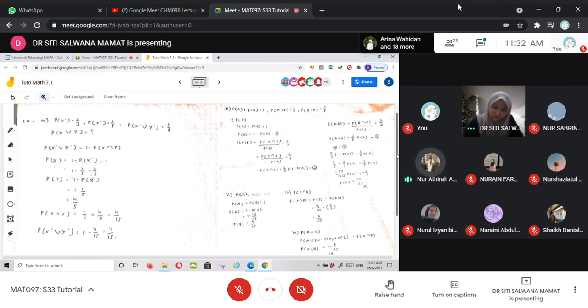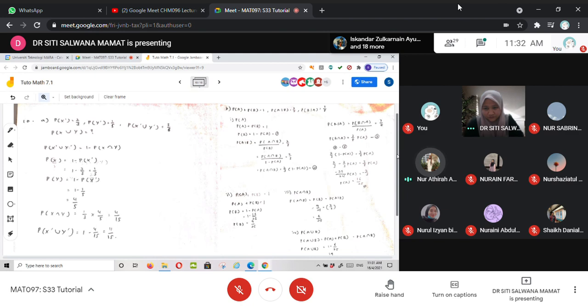So PB dapat 9/25. Untuk B3, PA intersect B. So saya buat PA intersect B equals to PB times PA condition B tu. Lepas tu PB dah dapat dah 9/25, and yang A condition B tu dia dah bagi dah dalam soalan 2/3. So saya darab dapat 6/25.